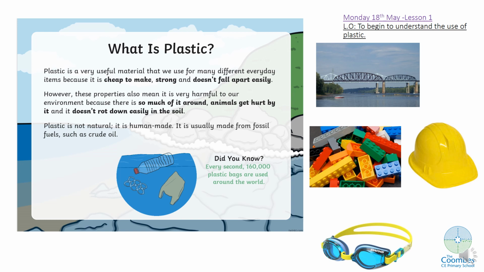However, some of these properties of plastic, being strong and lasting for a long time, mean that it can be very harmful to our environment. And because there's so much of it around, and because lots of it ends up in the bin or on the floor as litter, it means that the animals in our world are starting to get hurt by it. And our environment and our plants are starting to get hurt by it because it doesn't break down very easily. So the reason we like plastic is because it lasts a long time, but if we throw it away, it then takes a long time for it to break down.